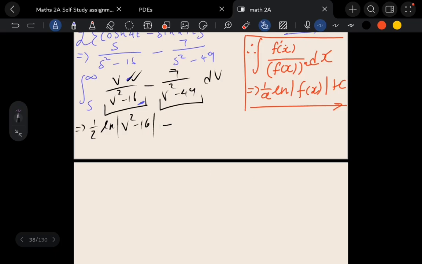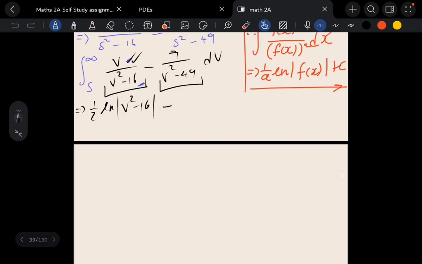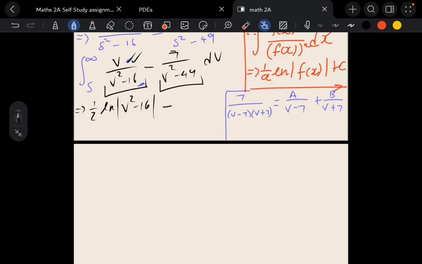And then minus. How do we find the integral of that? So there we are now going to do some partial fractions. So it's going to be 7 over (v minus 7)(v plus 7). So this is going to be a over v minus 7 plus b over v plus 7. Now, what makes the denominator of a 0? We are going to do something called the cover-up rule. What makes the denominator of a 0, guys? It's going to be 7, right?